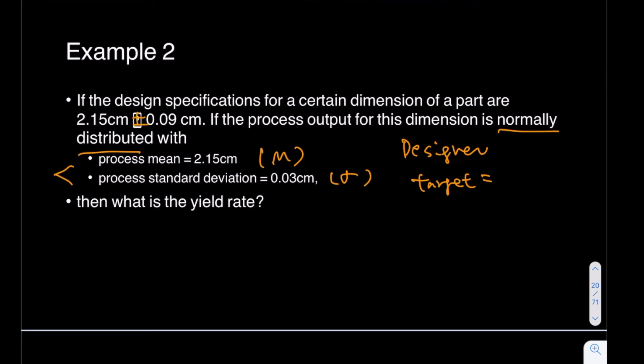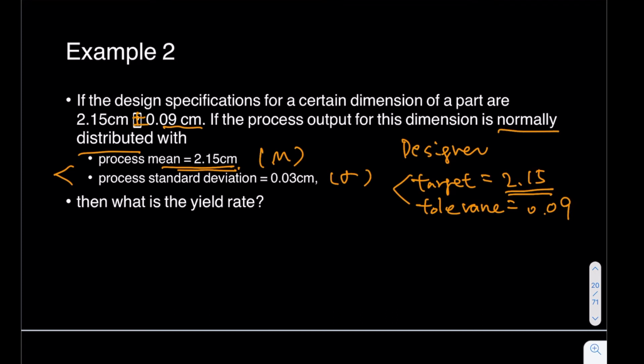The designer. So a designer decided that his product's target value equals 2.15, and the tolerance, in this format you can find, is 0.09. So that's the design specification. In this case, the process mean is indeed matched with this target value. But as I mentioned before, it's not always the case.